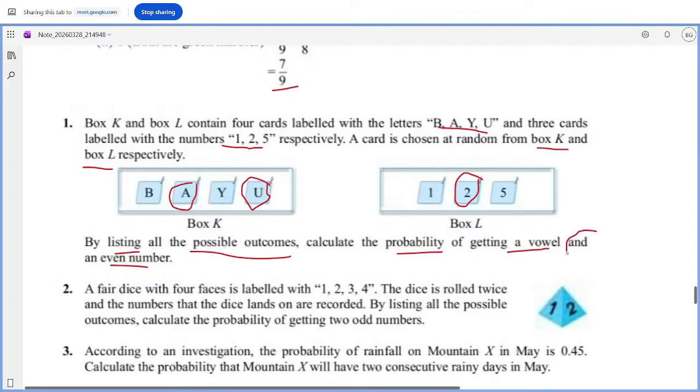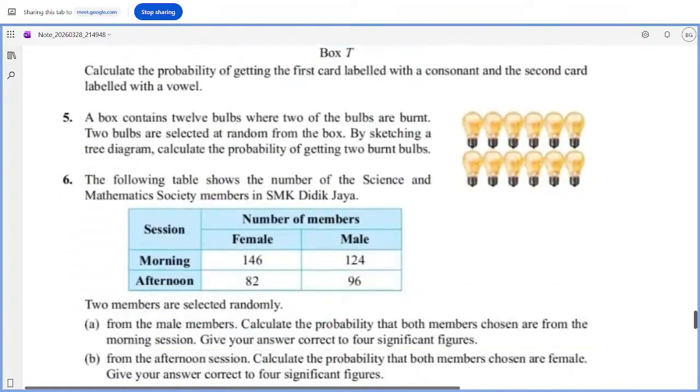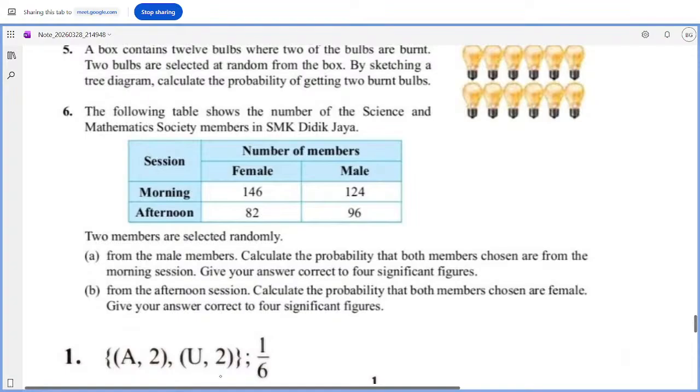Okay, the keyword is AND. So guys, AND means times. Okay, happening at the same time. Both events happening same time. So possibility can be A2 or can be U2. Correct? They want it to happen at the same time. So you guys can see here. Okay, A2 and U2. And the probability is 1 over 6.